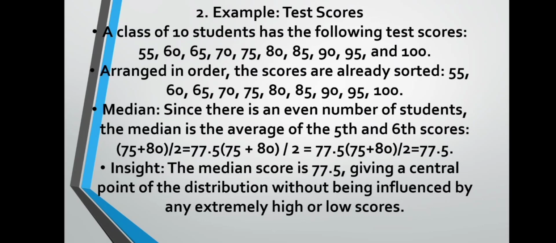Since the data is an even number of students, the median is the average of the 5th and 6th scores. Here the math will be: the sum will be 75 plus 80 by 2 equals 77.5. So the median will be 77.5. The insight is, the median score is 77.5, giving a central point of the distribution without being influenced by any extremely high or low scores. You can just imagine median is similar to mean, but it is not the same as mean.